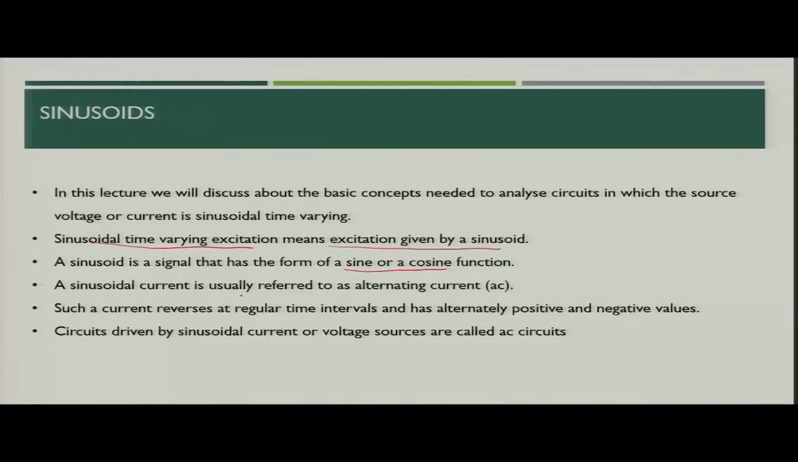Sinusoidal current is usually referred to as alternating current. Whenever you say alternating current, you are talking about sinusoidal current, essentially in the form of a sine or cosine function. Such current reverses at every regular time interval, so it alternatively becomes positive and negative. The circuits driven by these sinusoidal current or voltage sources are called AC circuits.